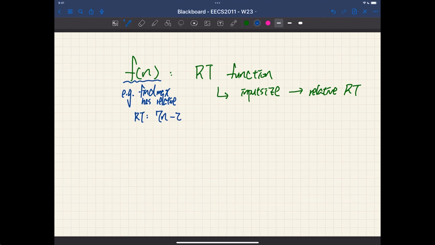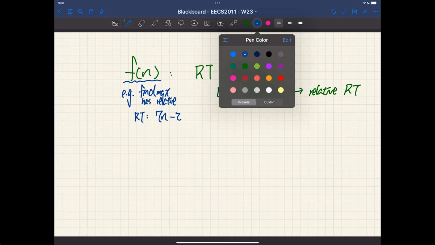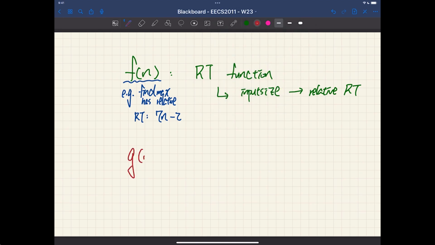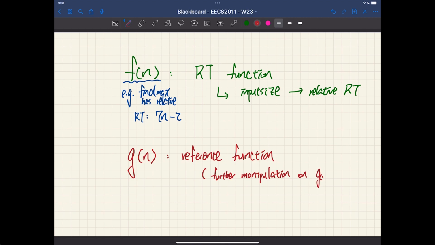What about g of n? G of n is what I call a reference function, in the sense that you may have to do a little bit more manipulation to it in order to complete certain proofs. So you can think about further manipulation on g of n expected. I'll show you what kind of manipulation it is in a moment.